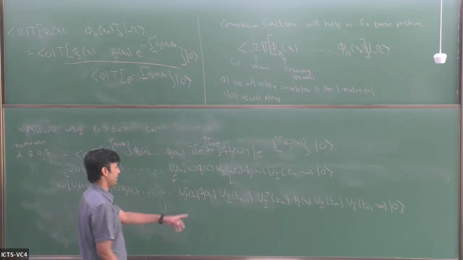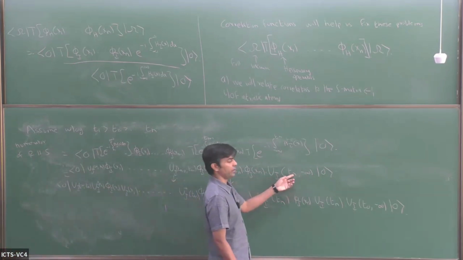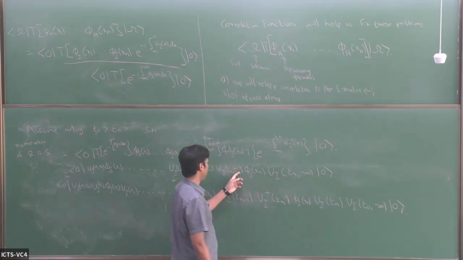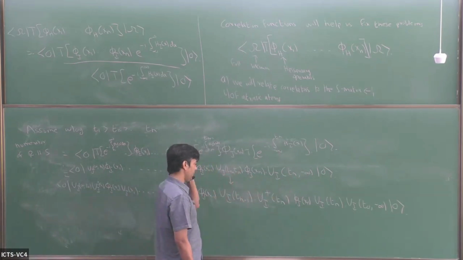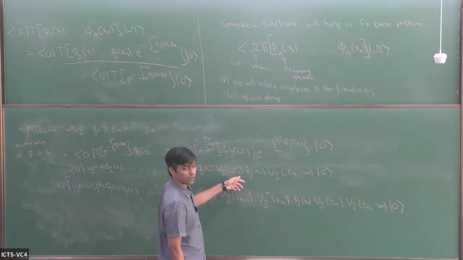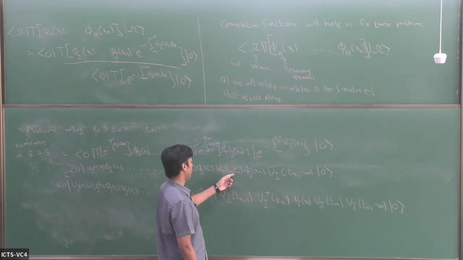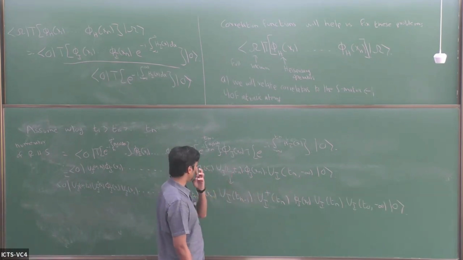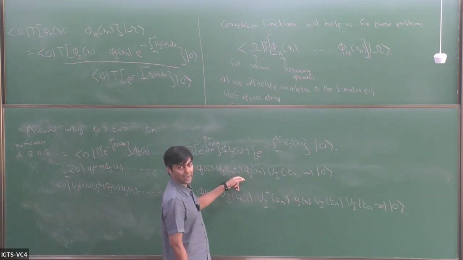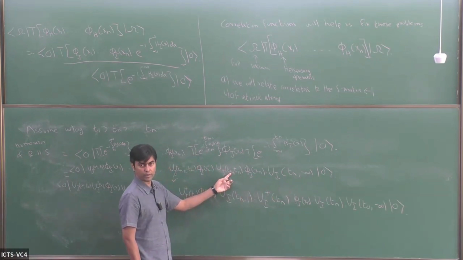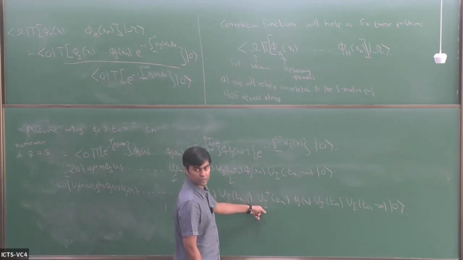You see, what have I done? I have here evolution from minus infinity to tn and evolution from tn to tn minus 1. I wrote this as evolving back in time to t0 and then evolving forward in time to tn minus 1. So this, I wrote as evolving from tn to t0 back in time and then evolving forward from t0 to tn minus 1 forward in time. That's why I got a u dagger here.